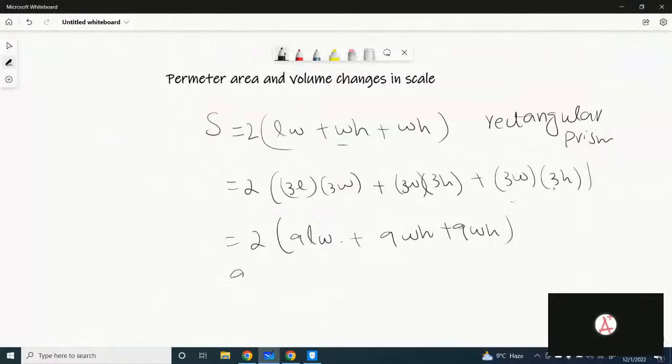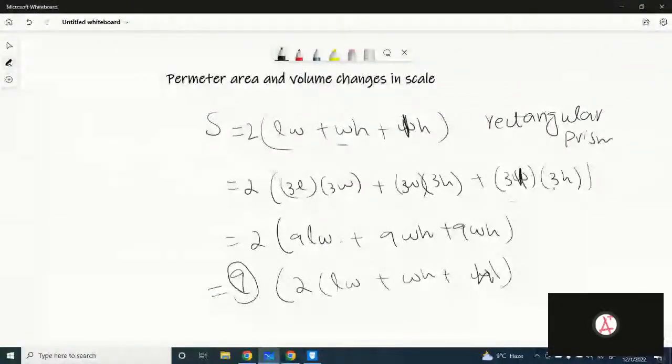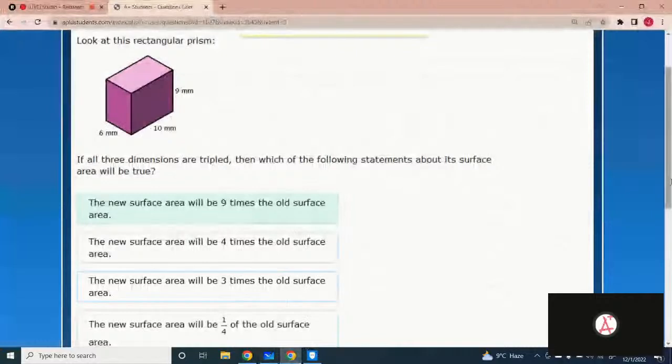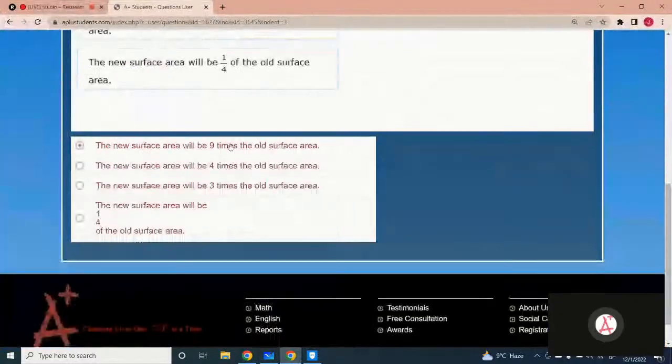So take 2 out, 9 outside, and you're left with the same thing, that is 2 times length width plus width height plus width length. That means the new surface area would be 9 times the older one. So the correct option is the new surface area is 9 times the old surface area. Just select the correct option and click on the OK button.